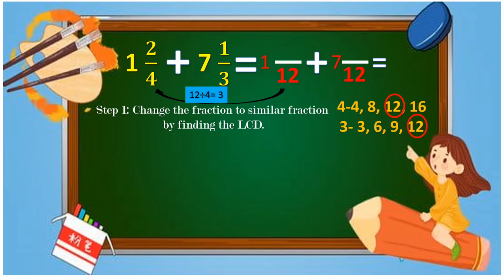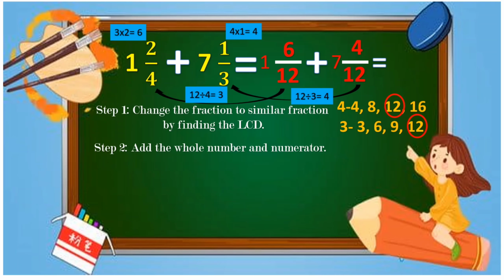12 divided by 4 equals 3. 3 times 2 equals 6. 12 divided by 3 equals 4. 4 times 1 equals 4. So we have the new fractions: 1 and 6/12 plus 7 and 4/12.